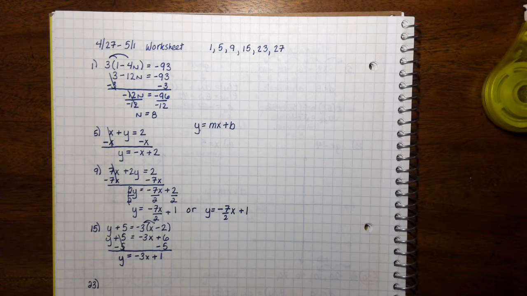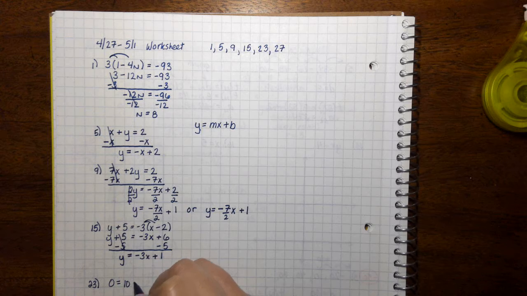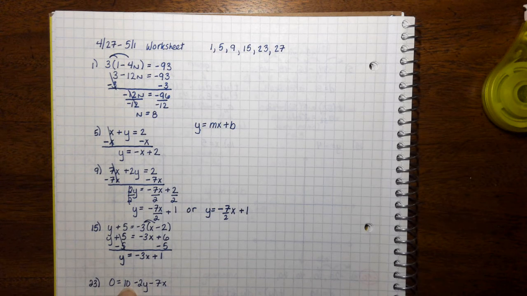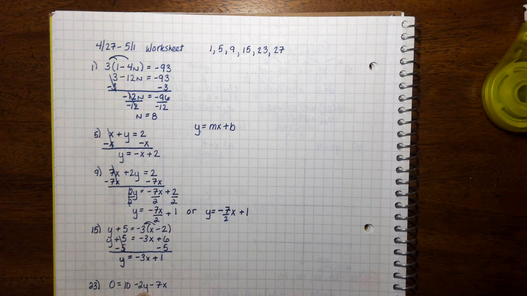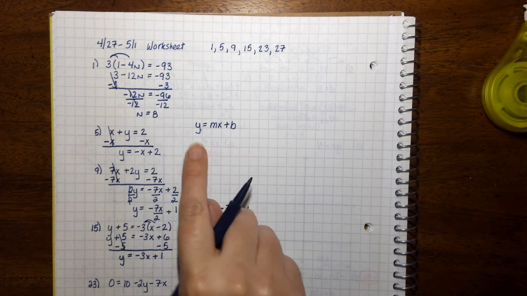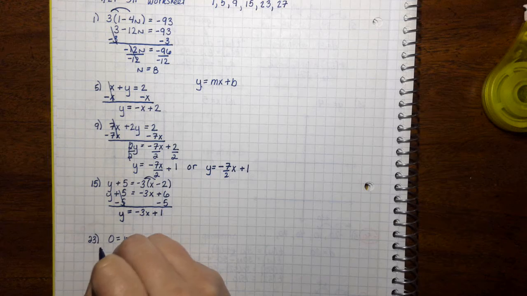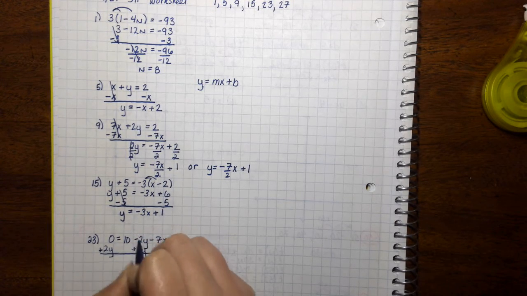Okay, 23. Now I picked 23 because this one's just weird. At the end, I threw in some problems that were kind of all over the place, where the letters were kind of everywhere. Okay, what I want you to notice is that my constant is on the right side of the equals, my y term is on the right side of the equals, and my x term is on the right side of the equals. And what I want is the y to be on the other side. So I'm going to add 2y to both sides.